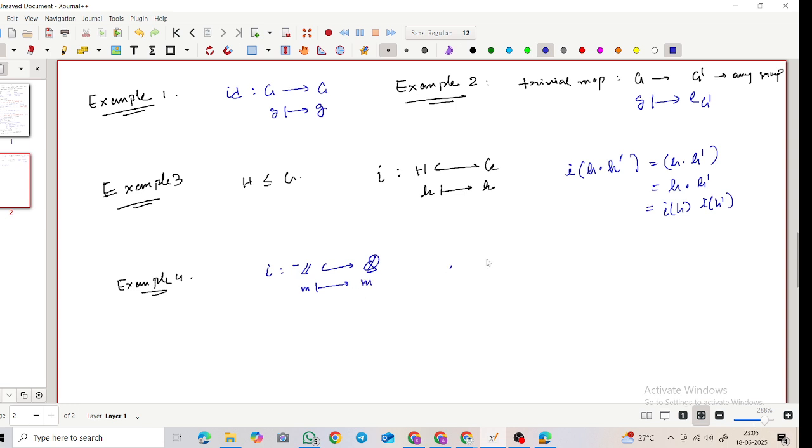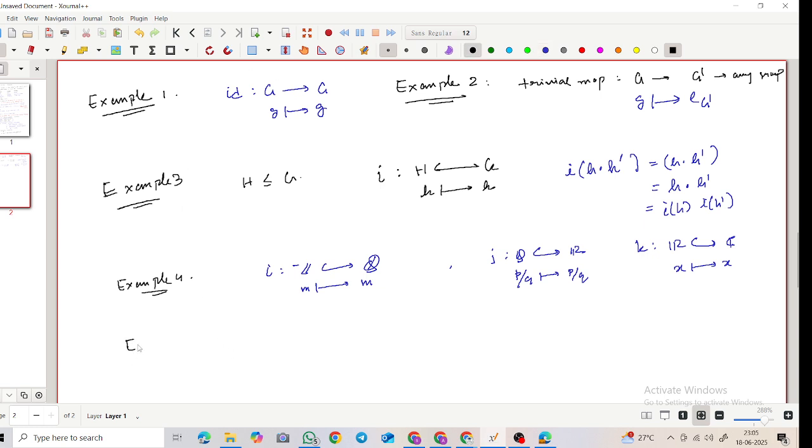Then again you can think about this inclusion from R into C, sending any x to x plus i into 0. I mean, this i is root over minus 1, so x to x is enough.